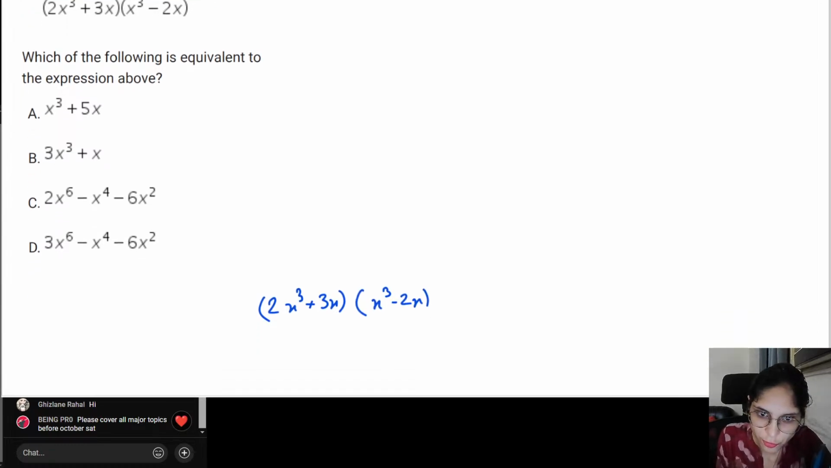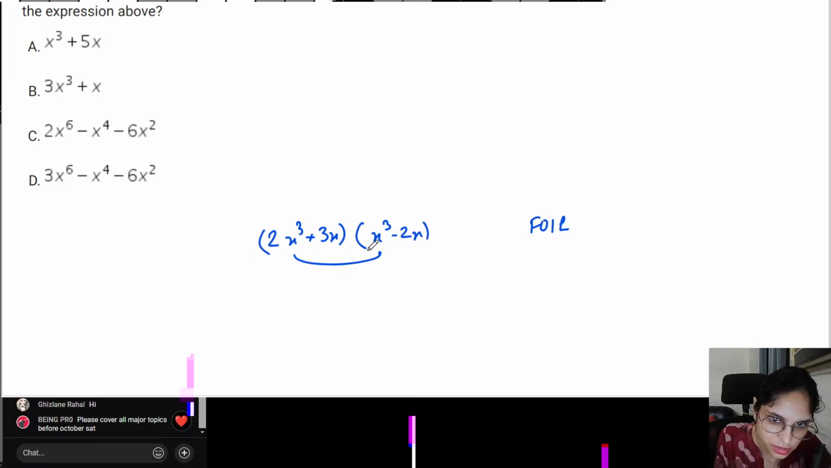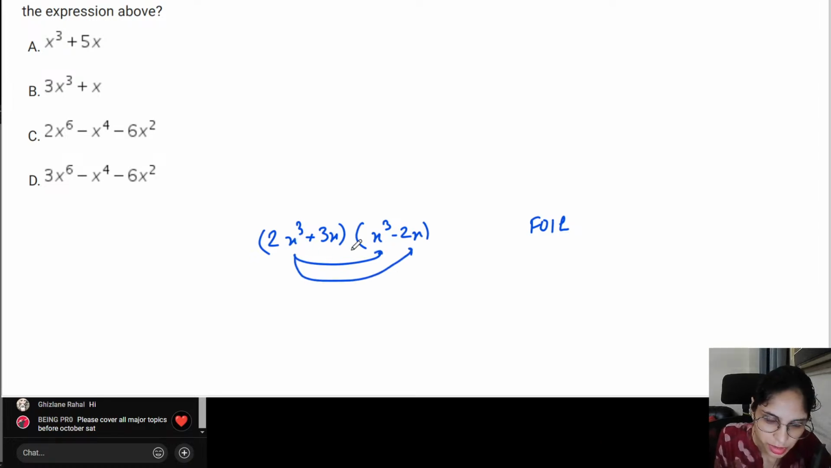So you can apply FOIL. For American students, Indian students, you can just multiply each term with each term. So you multiply 2x cubed with both of them, you multiply 3x with both of them. You're multiplying the firsts together, 2x cubed times x cubed. This is going to be 2x to the 6. 3 plus 3 is 6.